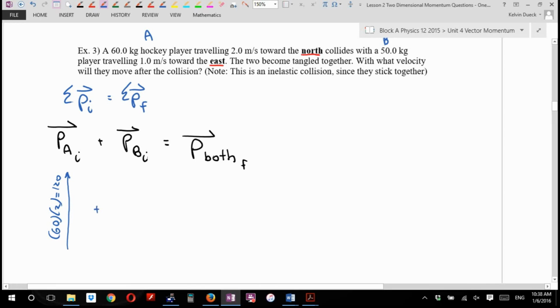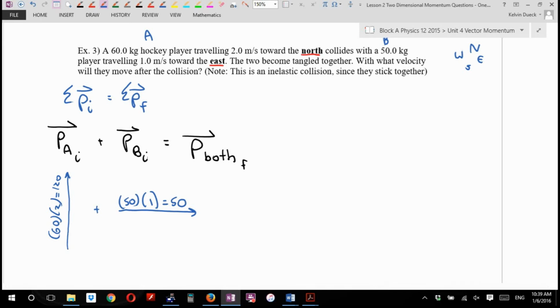Wham, they collide. You know what? I should probably draw a compass rose here because Lord knows I've screwed that up before. The second hockey player B, what direction is he traveling in? East, you say. How long will this vector be? Well, it's going to be mass times velocity. It's going to be 50. I've got a hankering to add these two vectors together. Any suggestions on how I might add them together? Draw them how? Tip to tail, you say?